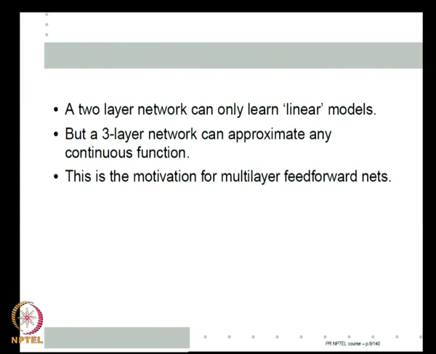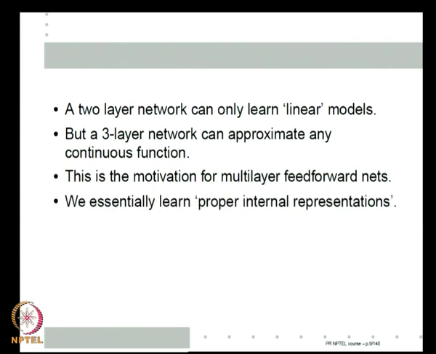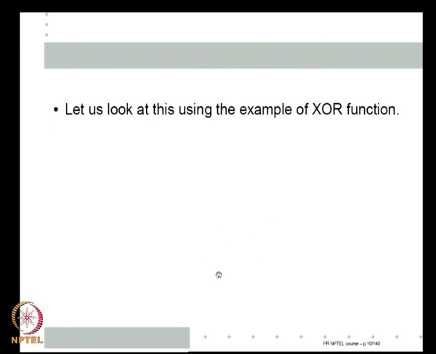So, what the network is doing is essentially learning a proper internal representation. That is, while X is the actual given input, I transform it into some other representation at the outputs of the layer just before the output layer. In that representation, a linear model is good enough. So, that is essentially what we are doing. Okay. So, let us take one example to understand what we mean by proper internal representation. Okay. So, we will look at one function to understand this.